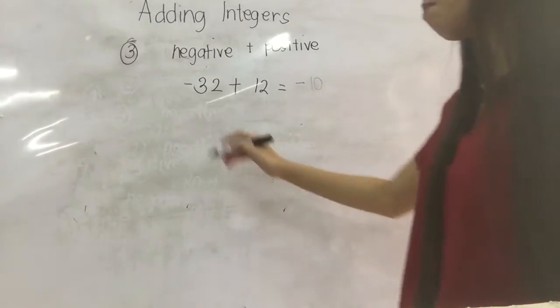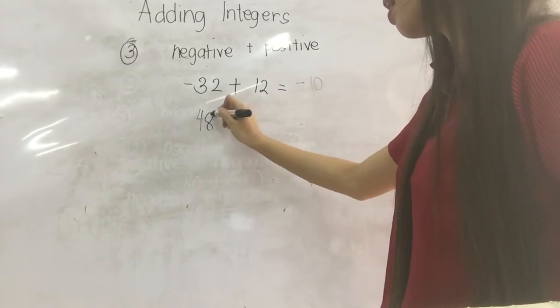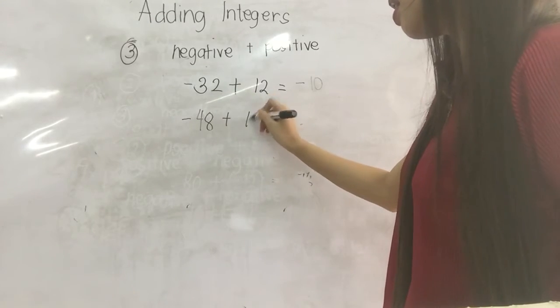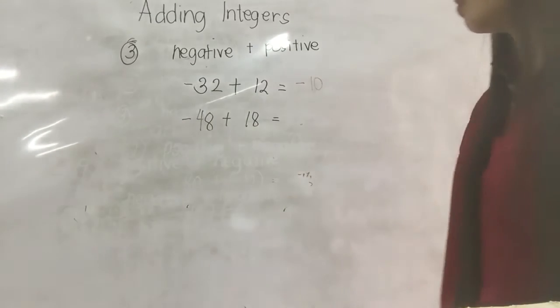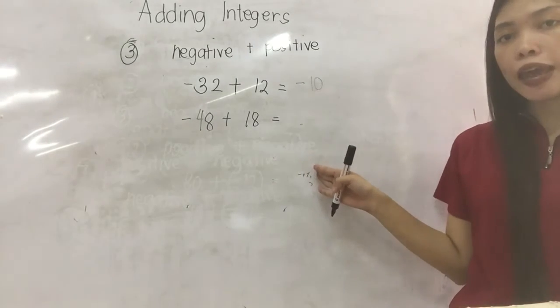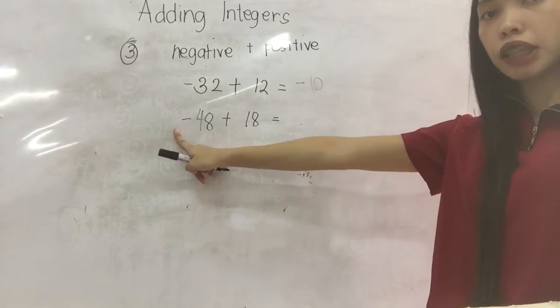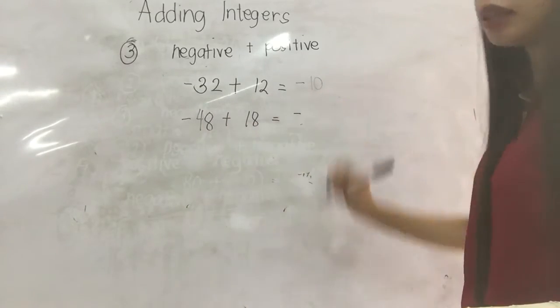So your answer is negative 10. Okay? Another example, negative 48 plus positive 18. We are going to copy again the sign of the larger number, which is 48, and 48 is negative, so the answer must be negative.